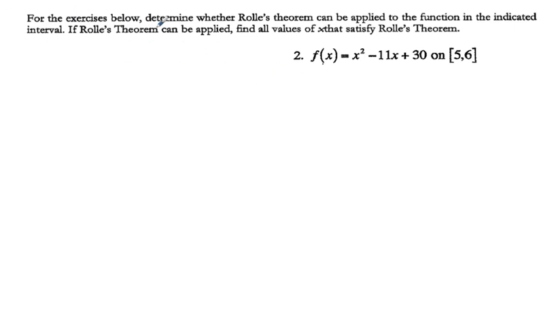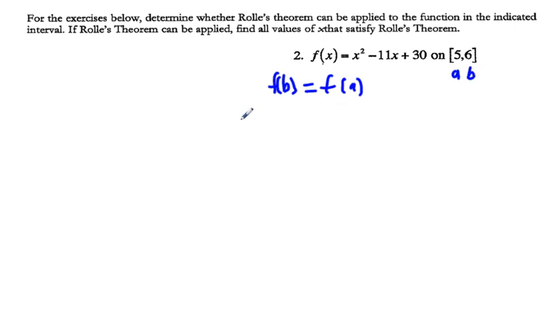For the exercise below, determine whether Rolle's theorem can be applied to the function in the indicated interval. If Rolle's theorem can be applied, find all values of x that satisfy Rolle's theorem. Well, the main condition for Rolle's theorem is that f of b is equal to f of a. In this case, over this closed interval from 5 to 6, a will be the 5 and b will be the 6.